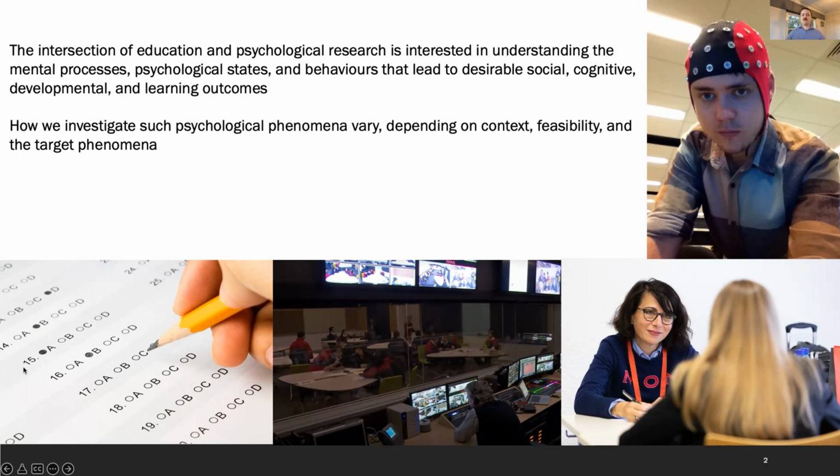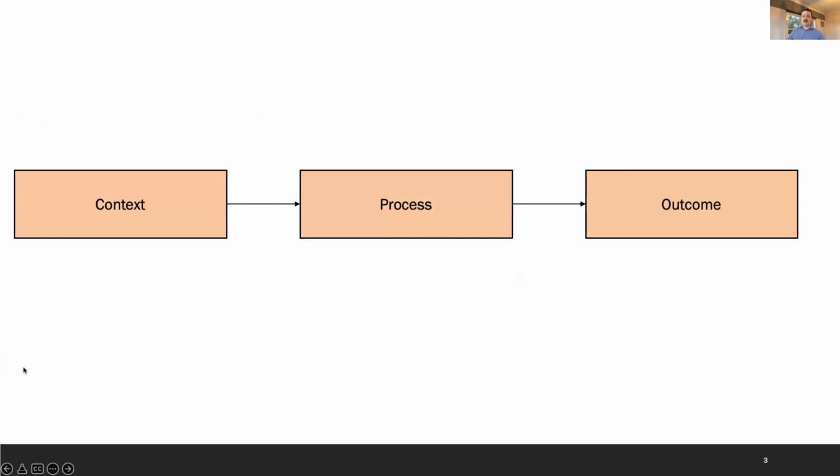I'm quite obsessed with how we can measure these intangible processes and the best way we can go about it. To give you an idea, this is a very basic and simplified cognitive model of inquiry in psychology. Usually we start out with a context in which we believe a particular psychological phenomenon takes place. And the term context is very broad here.